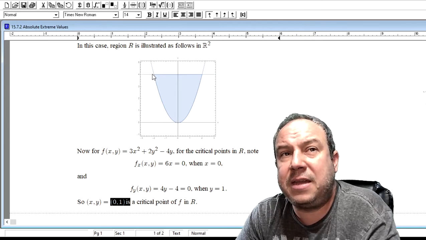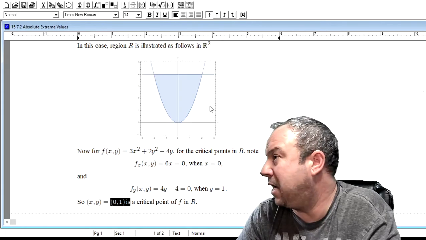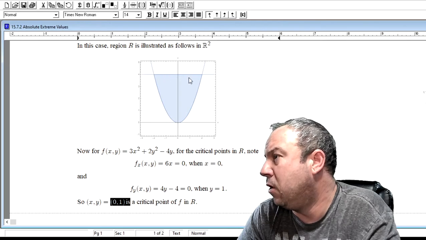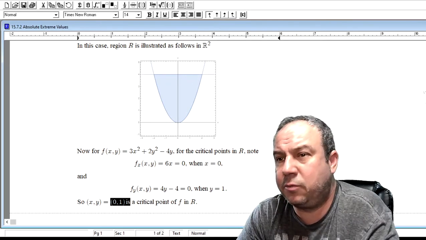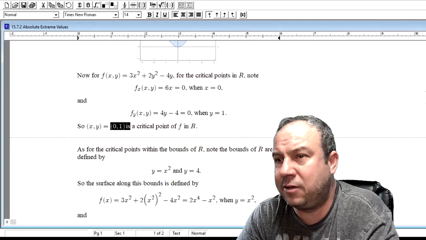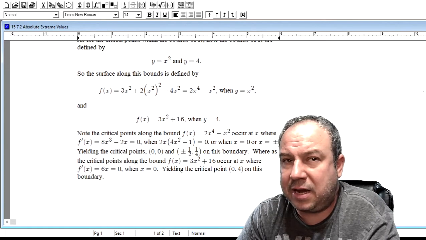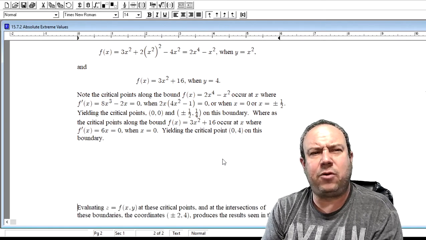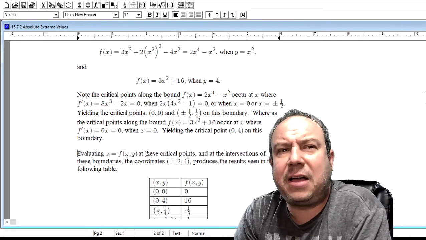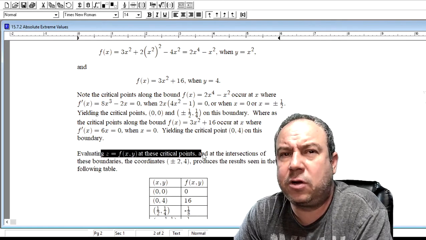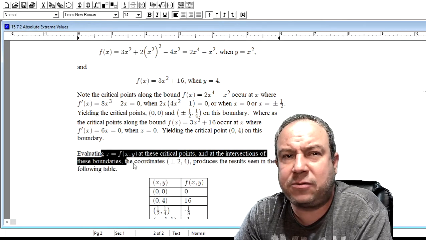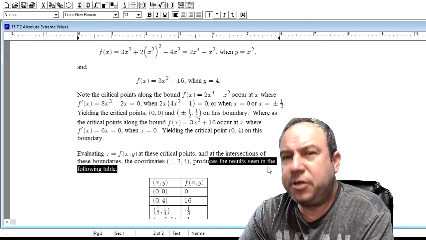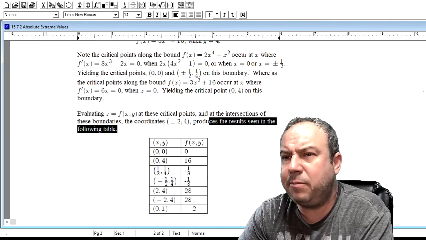One of those is going to be at negative 2, 4. The other one is going to be at 2, 4. Plus or minus 2, 4 will be these points of intersection. We're going to also want to evaluate f at those values. Evaluating z equal to f of x, y at these critical points and the intersection of these boundaries, the coordinates described by plus or minus 2, 4, produces the results seen in the following table.